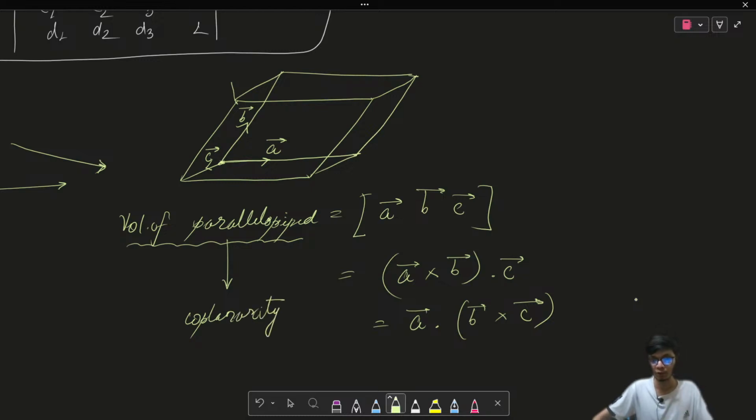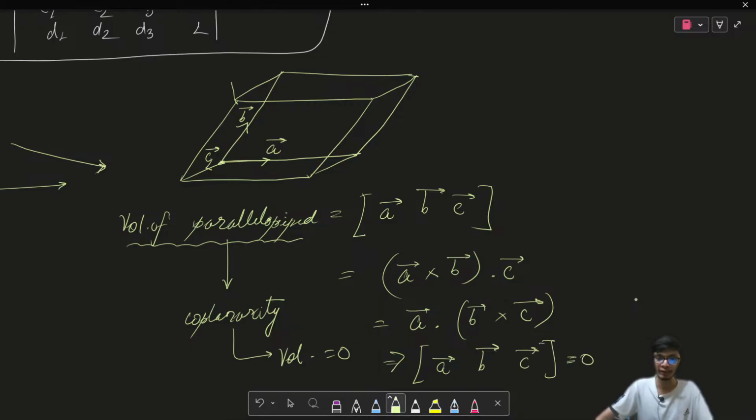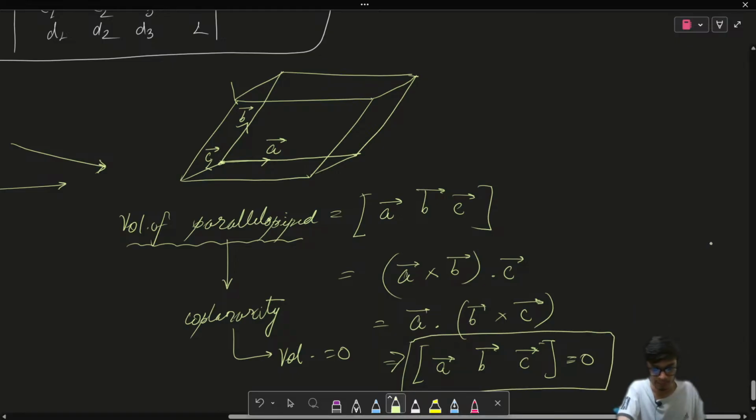Now, for coplanarity, the volume of the parallelepiped goes to 0. So this volume goes to 0, and therefore another condition for coplanarity is that the volume of the parallelepiped should be equal to 0. I will discuss this in our upcoming lectures when we discuss the scalar triple product.